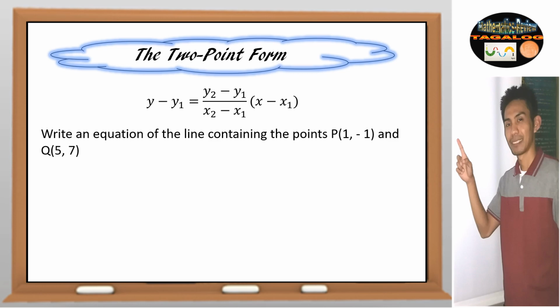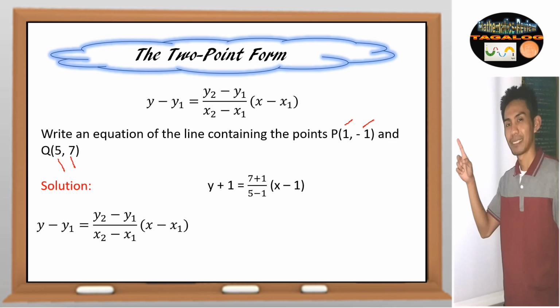So, ito po yung same problem natin. Write an equation of the line containing the points P, 1, negative 1, and Q, 5, 7. So, ito pong si 1, ito po siya si x sub 1, negative 1 for y sub 1, 5 for x sub 2, 7 for y sub 2. So, solution, gamit po yung two-point form. Substitute 5 for x sub 2, 7 for y sub 2, 1 for x sub 1, and negative 1 for y sub 1.